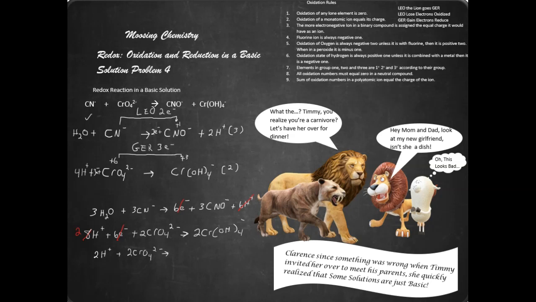forgot to put H2O there, sorry about that. Add in the 3 H2Os there. My apologies. Plus 3H2O plus 3CN yields 3CNO negative plus 2CrO4. Let's make that 4 a little bit better.